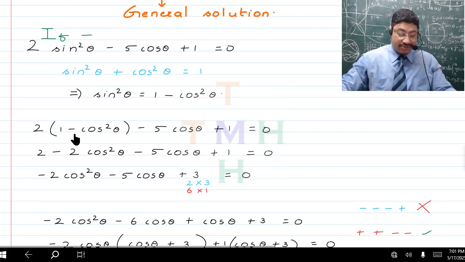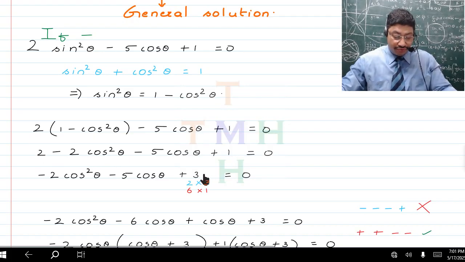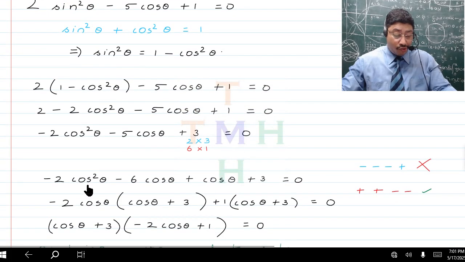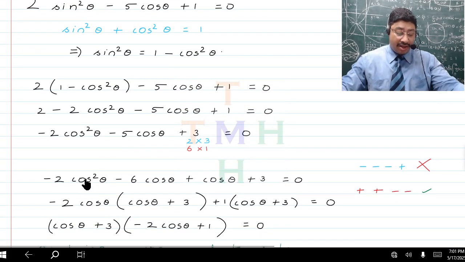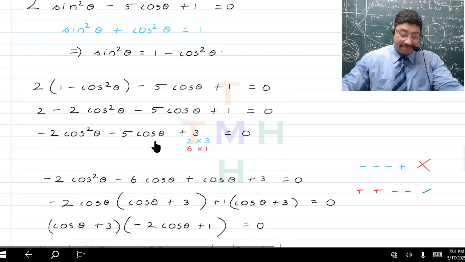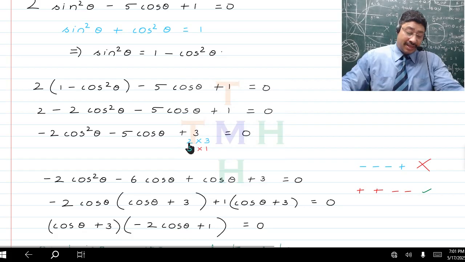Now when you multiply this 2 within, you will get 2 minus 2 cos square theta. Now 2 plus 1 becomes 3. Now you write the terms in order of descending powers. So you have minus 2 cos square theta minus 5 cos theta plus 3, which is equal to 0. Now here children, if you try adding the coefficient of the quadratic term and the constant term, minus 2 plus 3, there will be 3 minuses and 1 plus, which won't get factorized.